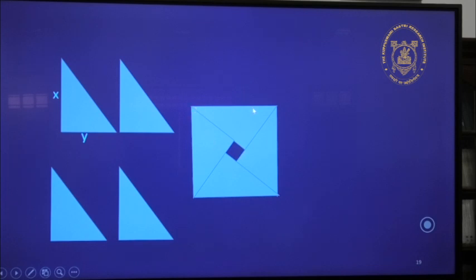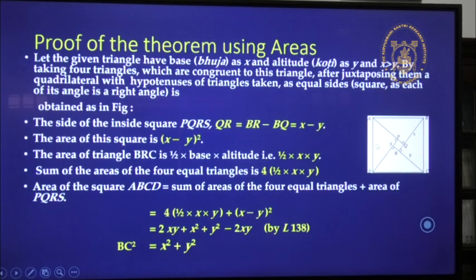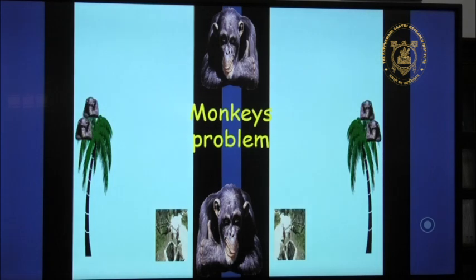Now, the area of the big square consists of the sum of the four triangles' area plus this area. Each triangle is half xy. Therefore, 4 into half xy plus the middle square, x minus y whole squared. This comes to BC square equals x square plus y square. BC is the side of the bigger square, and that happens to be the hypotenuse of the right triangle. So, the hypotenuse square is the sum of the squares of the other two sides. It is the proof of our Shilba theorem.